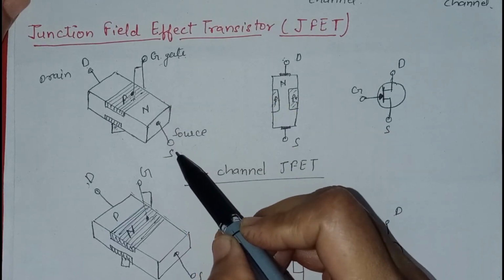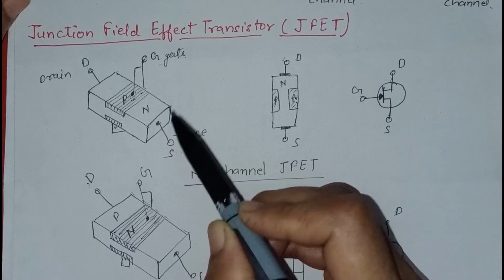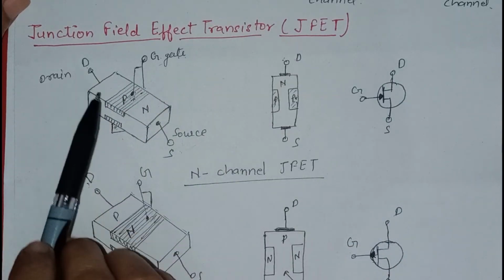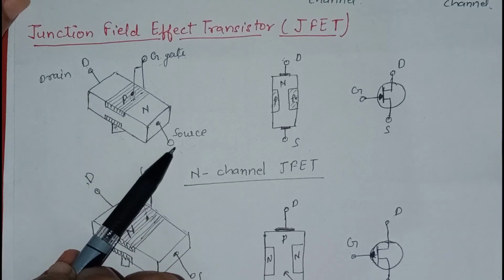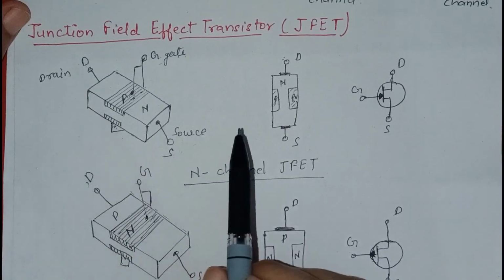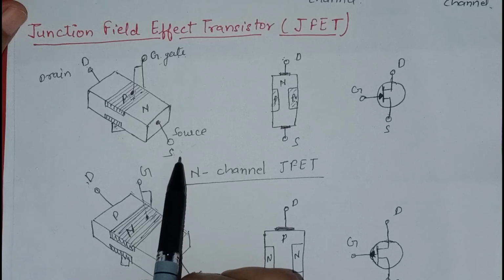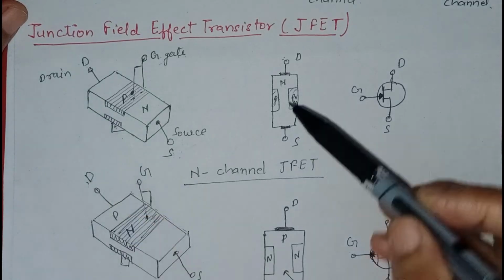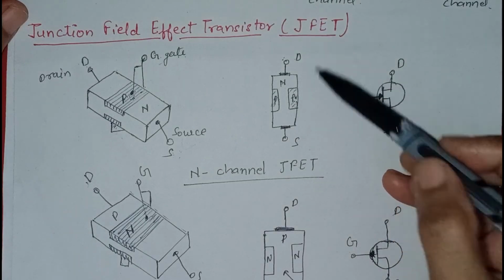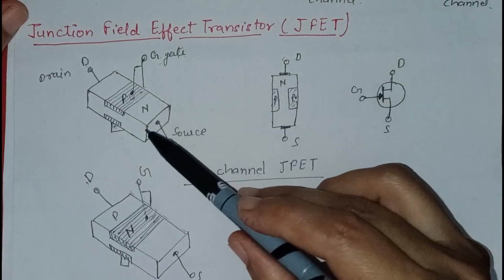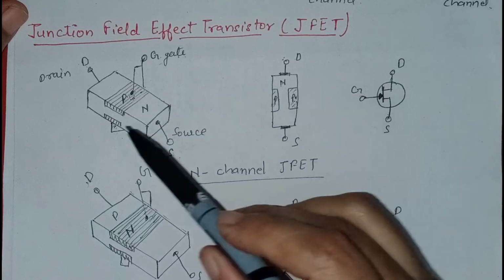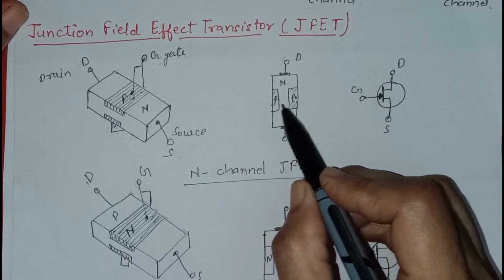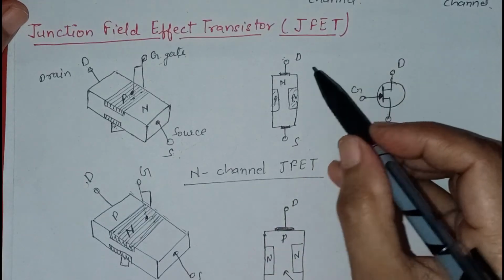Now on one side of this bar a source terminal is made, and on the other side a drain terminal is made. These two, drain and source terminals, are interchangeable, meaning we can make this source terminal the drain terminal or this drain terminal the source terminal. This is the schematic diagram of this JFET. Here this bar is shown through this rectangle and the doping in the middle portion is shown through these small rectangles on either side of this rectangle.